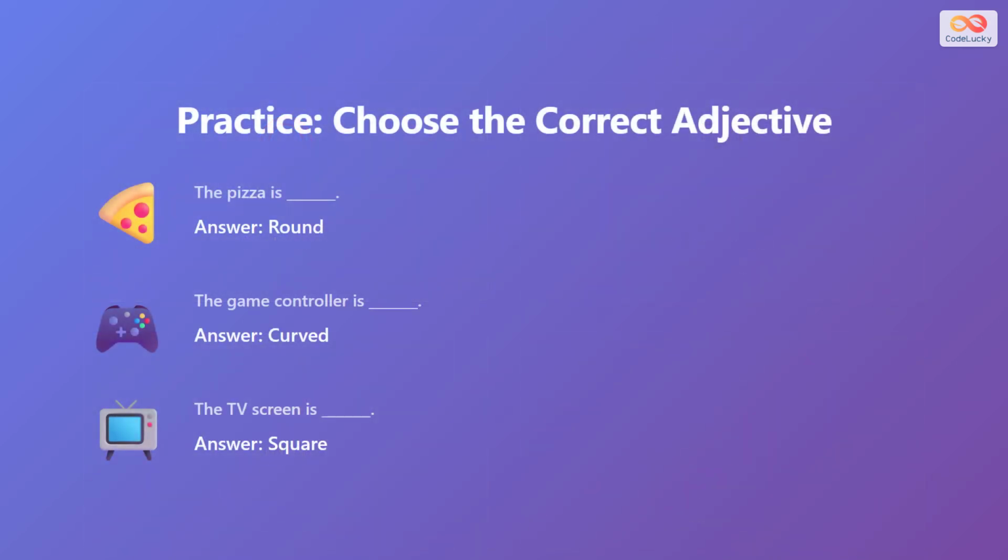Now let's practice using these adjectives. First question, the pizza is what shape? The answer is round. A pizza is circular and round. Second question, the game controller is what shape? The answer is curved. A game controller has smooth, bending shapes. Third question, the television screen is what shape? The answer is square. Most television screens have 4 sides and corners. These practice examples help you understand how to use these adjectives correctly.